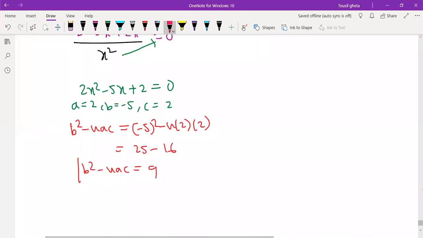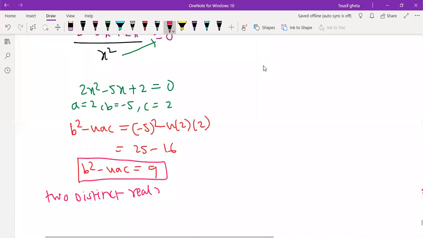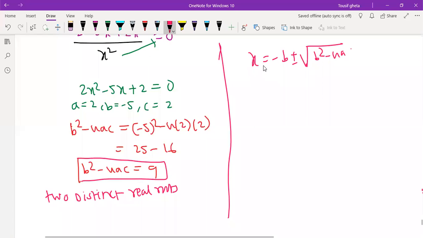Okay. Now, done. So, two distinct real roots. Now we should find out x is equal to minus b plus or minus root of b square minus 4ac, whole divided by 2a. Minus b. B value was what? Minus 5. So plus 5 will become root of b square minus 4ac. What we got? 9.